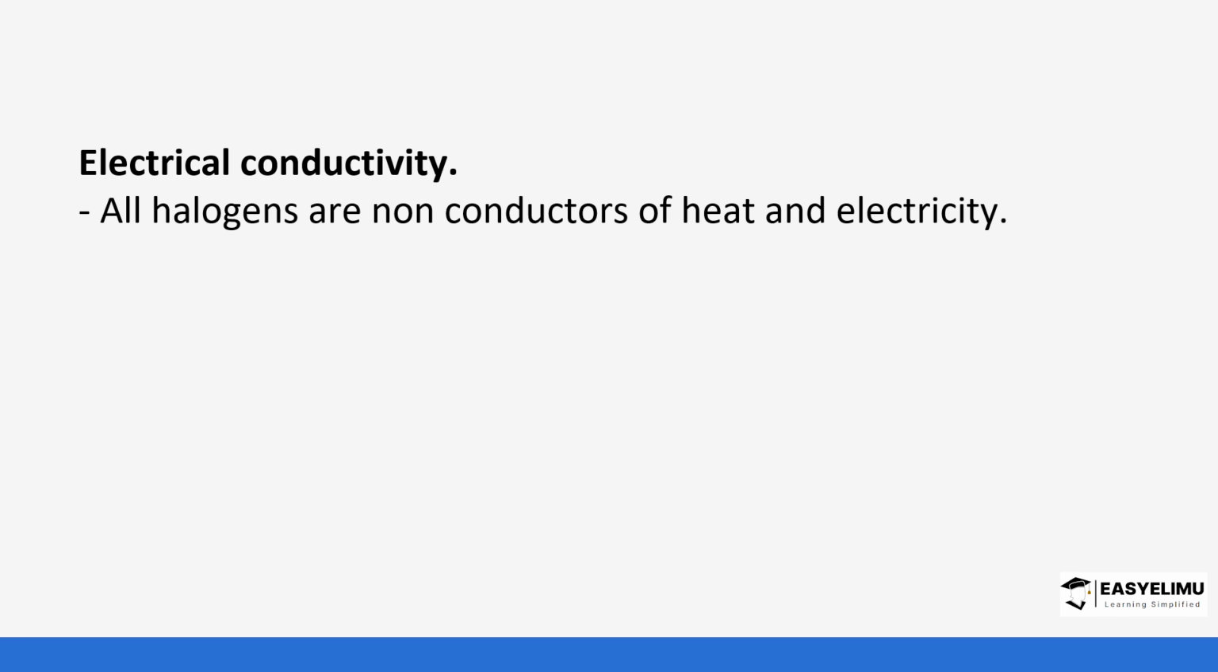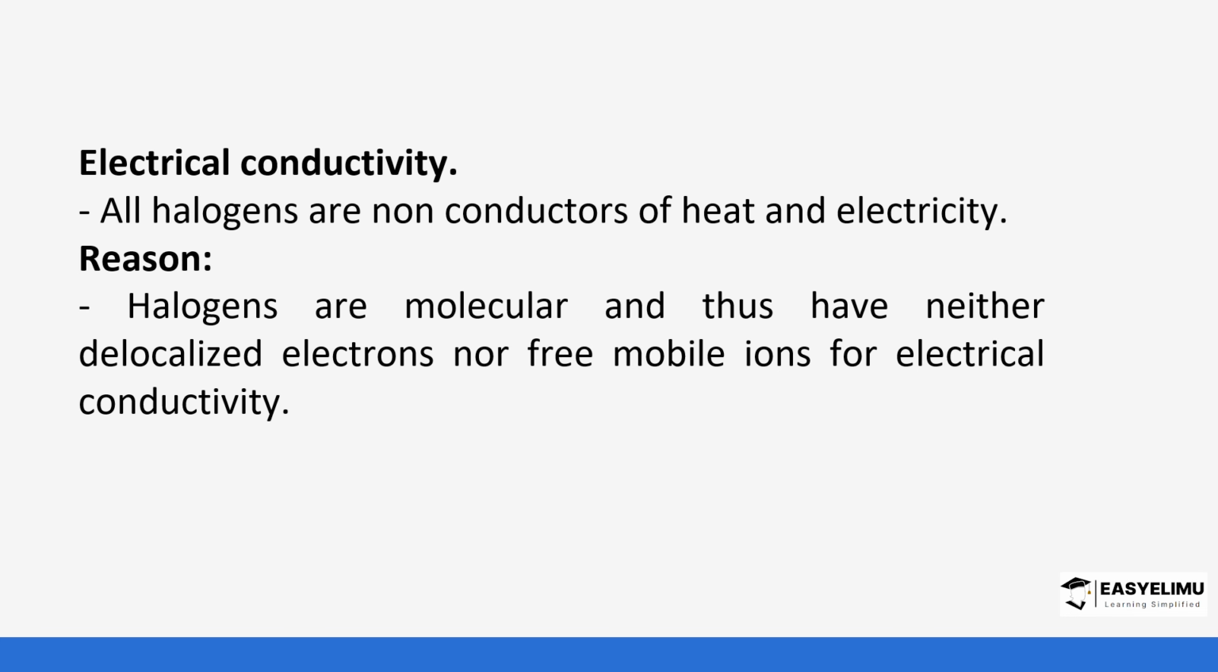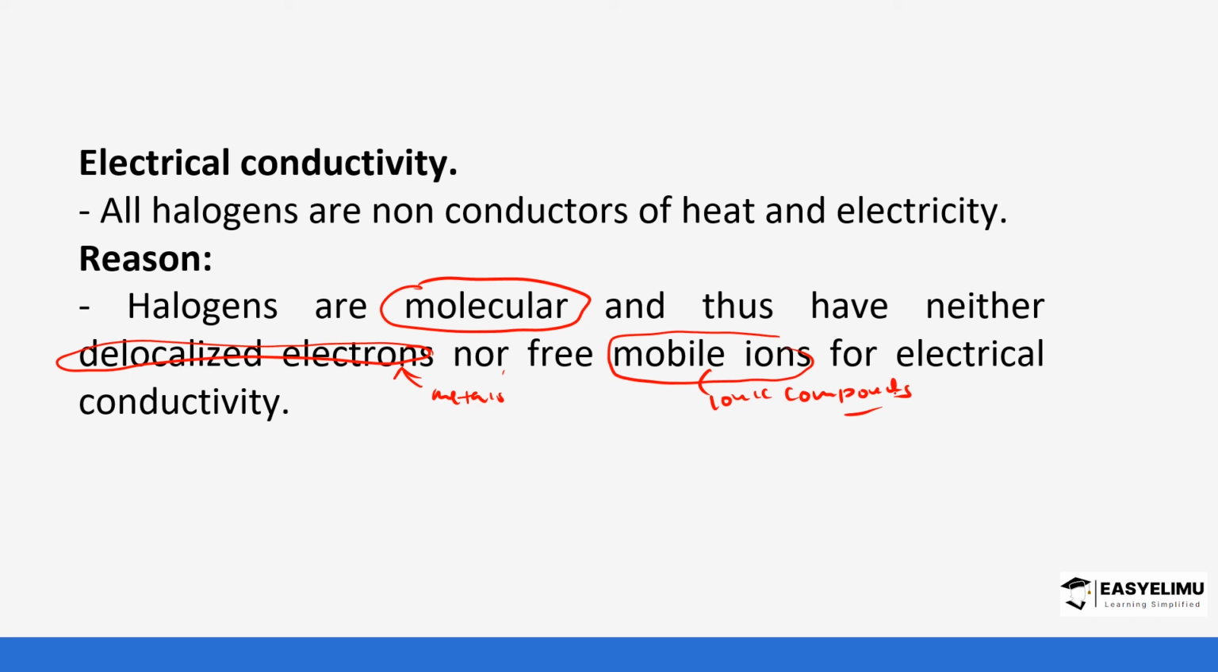So when you look at electrical conductivity, they do not conduct electricity. The reason why they don't conduct electricity is because they are molecular. They do not have mobile ions, nor do they have localized electrons. Localized electrons occur in metals and mobile ions usually occur in ionic compounds, and these halogens are none of those.